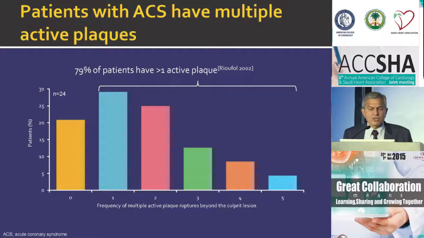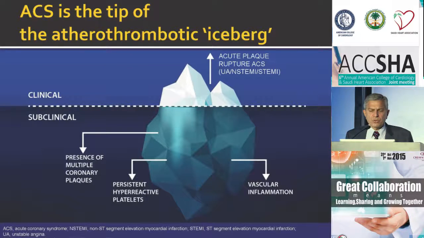And patients with ACS have multiple active plaques at the same time, and this has been well demonstrated. So the bottom line, when we treat a patient such as the one I showed you, there is the clinical manifestation of this acute phase with a ruptured plaque, which is only the tip of the iceberg. But on the subclinical end, we have the presence of multiple coronary plaques, persistent hyperactive platelets, and vascular inflammation.